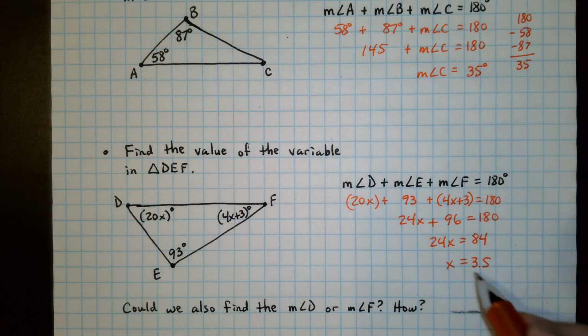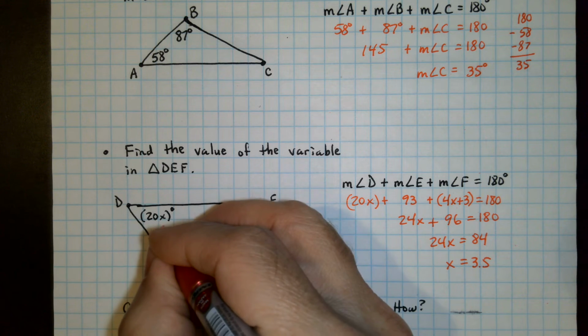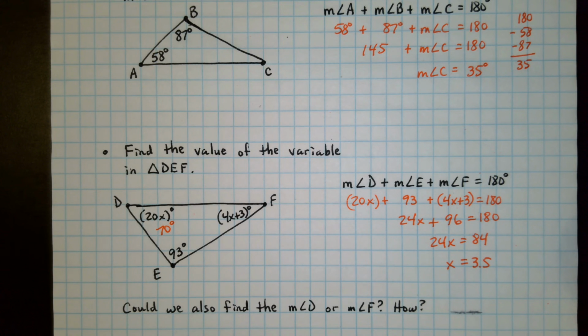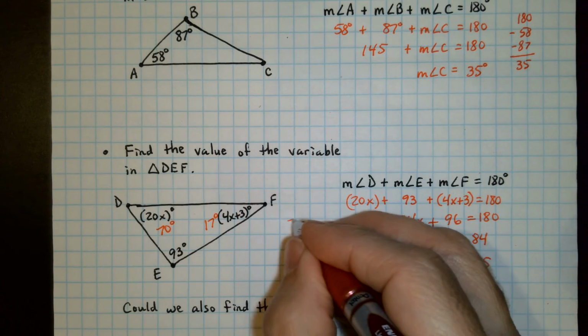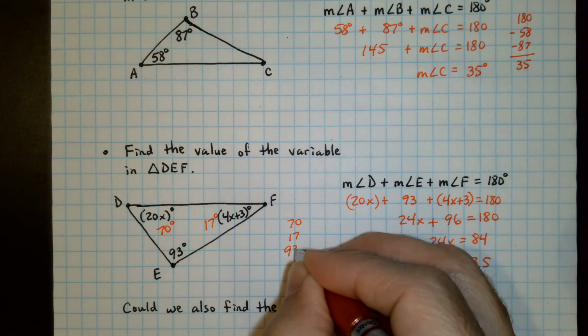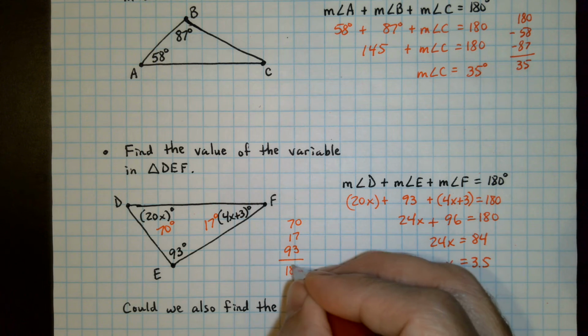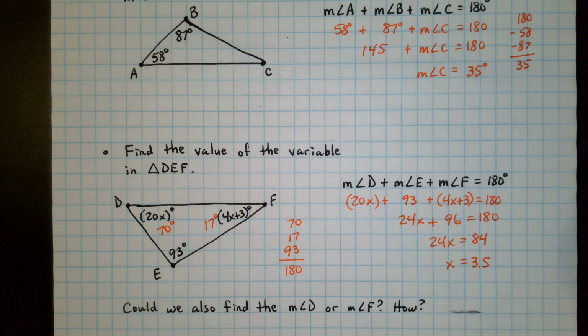How we would do it is we would substitute this value in place of the x in each expression. So 20 times 3.5 would give us 70 degrees there. And 4 times 3.5 plus 3 would give us 17 degrees here. And 70 and 17 and 93, you can always check this, but they should add up to 180. If they don't, you know you've got some kind of an error.